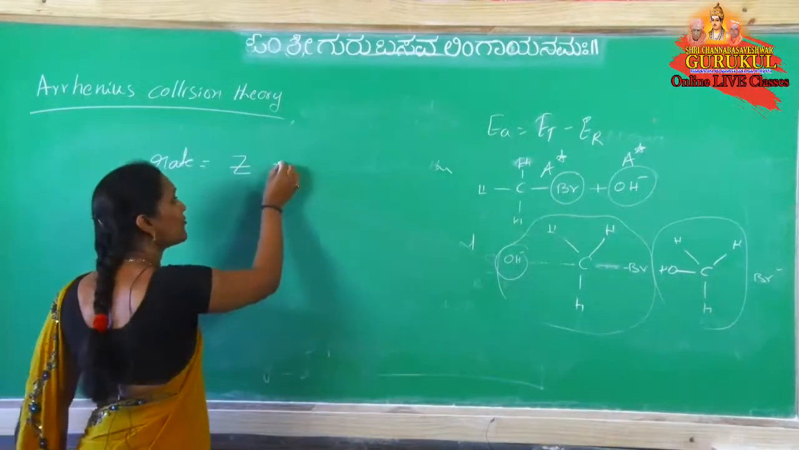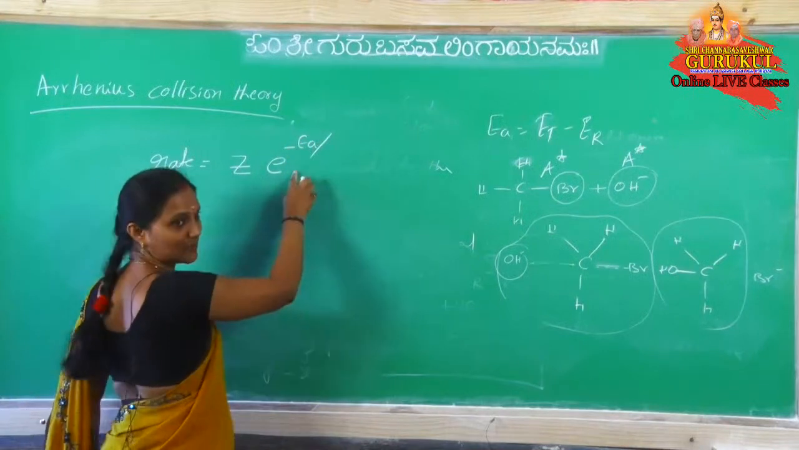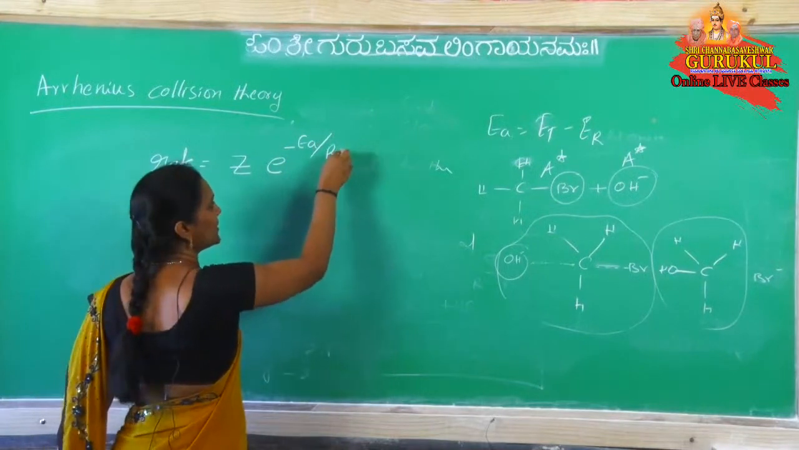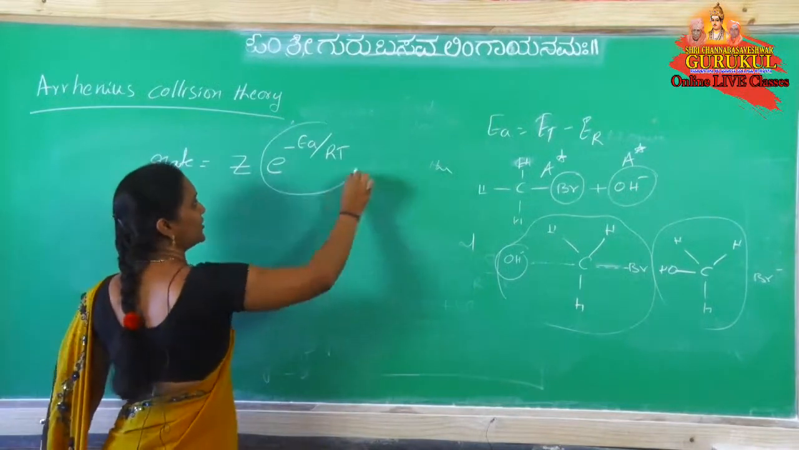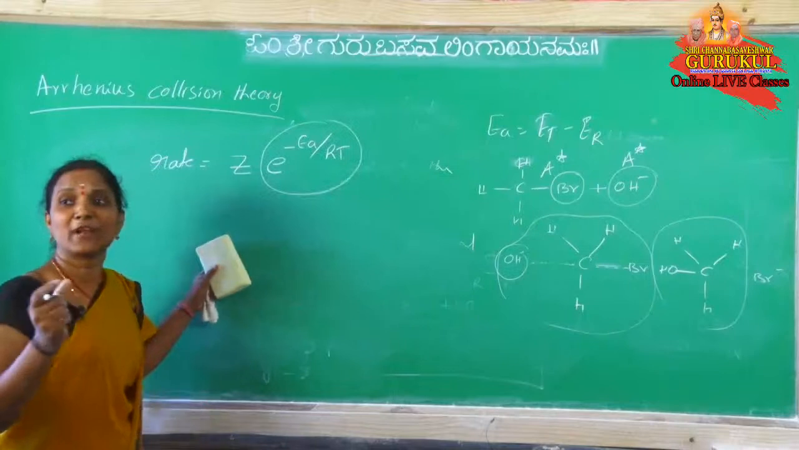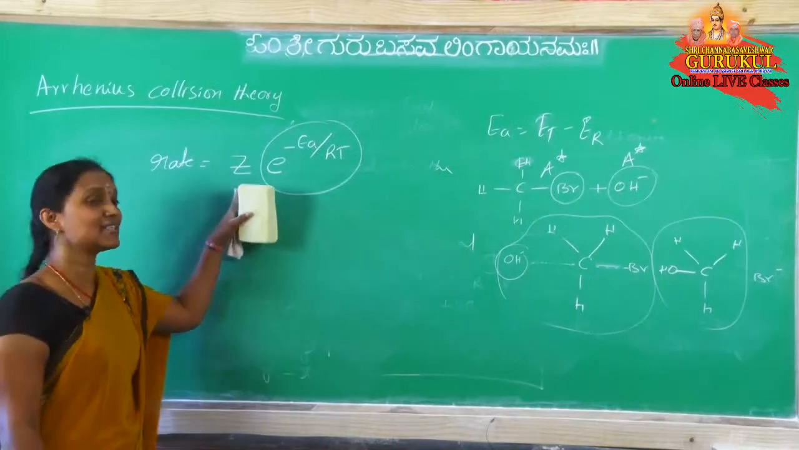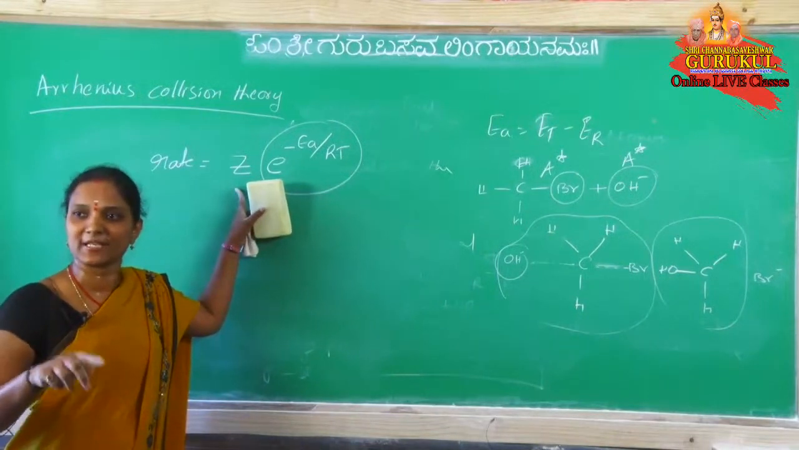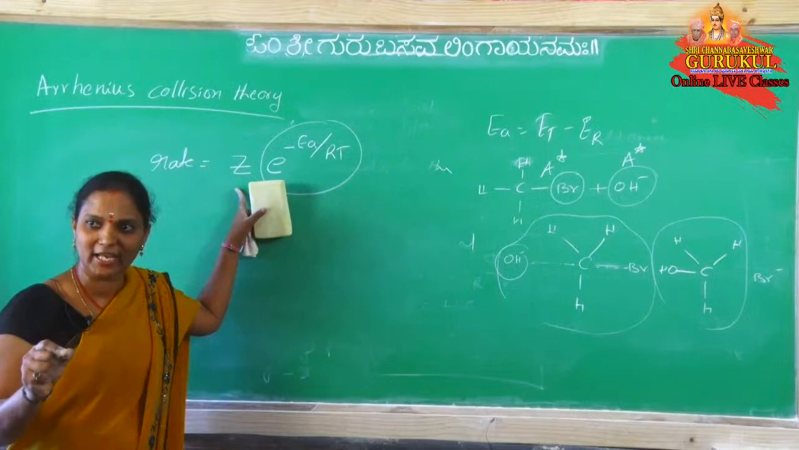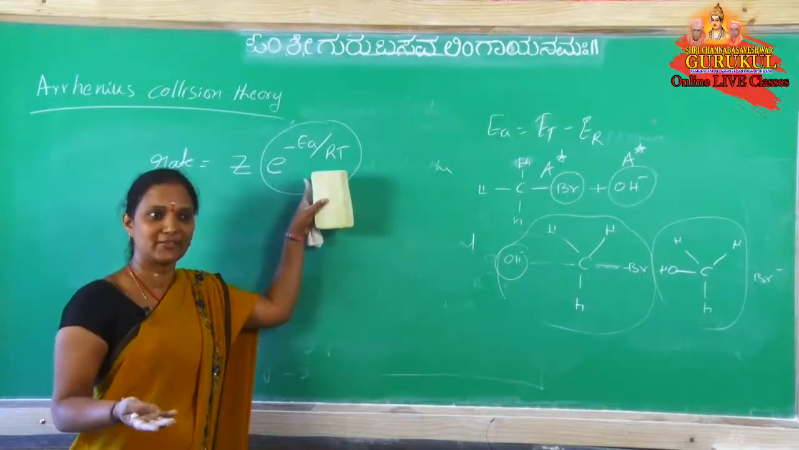So here, the number of molecules with activation energy is represented by e power minus Ea by RT. This is the Boltzmann factor. Boltzmann factor means the fraction of the molecules with activation energy. Z is the collision factor. Collision factor means how many collisions take place in unit volume in unit time. How many collisions take place, and how many molecules have activation energy.